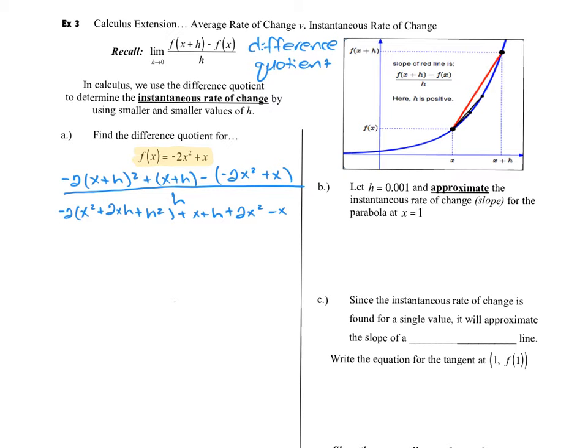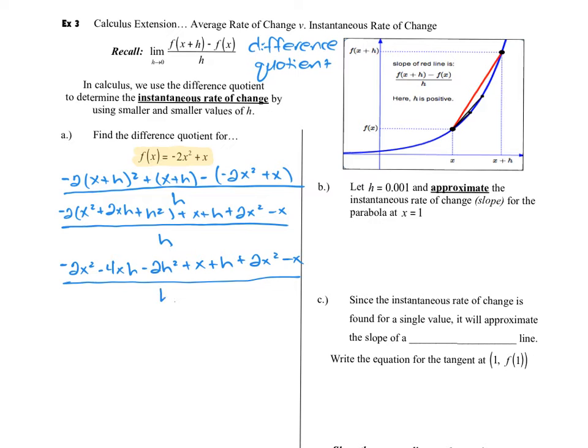Now I need to distribute my 2. I also remember that this entire thing is divided by h. So distributing my 2, I'm now going to have a -2x squared minus 4xh minus 2h squared. Then I can just rewrite the rest, plus x plus h plus 2x squared minus x, all over h.